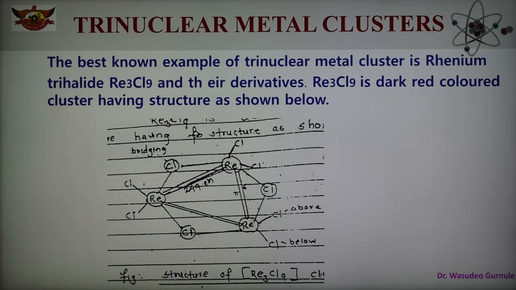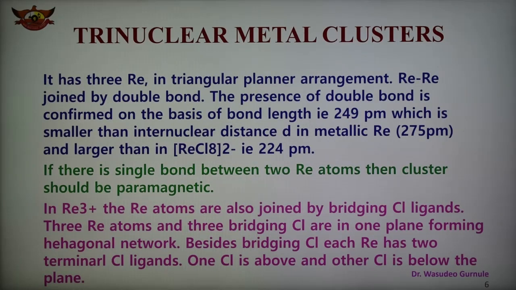The three rhenium atoms and three bridging Cl are in one plane, forming a hexagonal network. Besides the bridging Cl, each rhenium has two terminal Cl ligands. One Cl is above and the other Cl is below the plane. The structures of Re3Cl9 and Re3Br9 are identical, but the structure of Re3I9 is different, which is thermally less stable and therefore has an infinite chain of trimeric units rather than a planar network. So it is shown here that Re3Cl9 and Re3Br9 have the identical structure, but Re3I9 is different because it is thermally less stable.